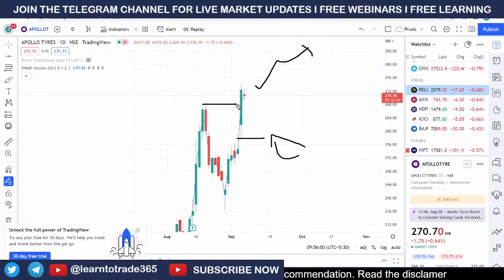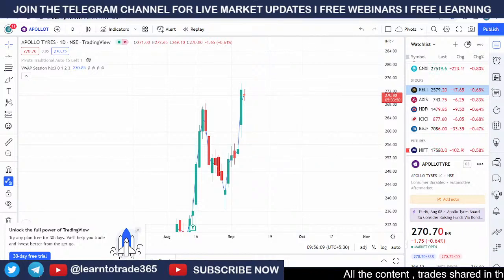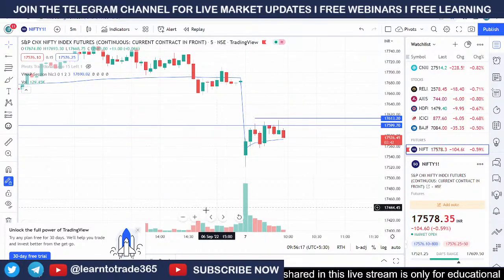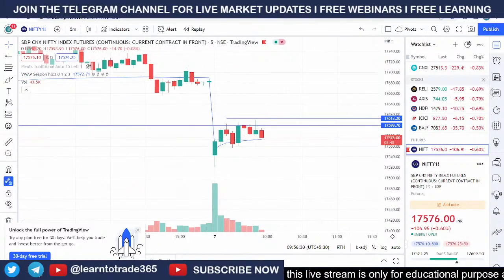If you are looking at a very close level, if price is staying above 268, until there is a clear close below 268 on a daily time frame, Apollo Tire aram se bullish because it is trading around the 52 week high. What's happening on Nifty? Nifty is again trying to come back to VWAP. फिलहाल के लिए order execute हुआ है, देखते हैं. Again price trying to come back to VWAP.